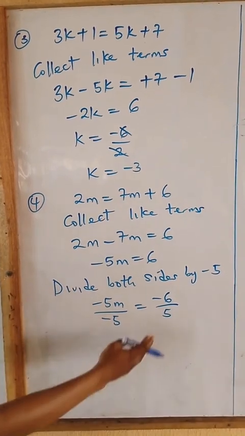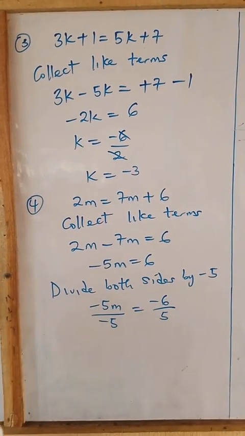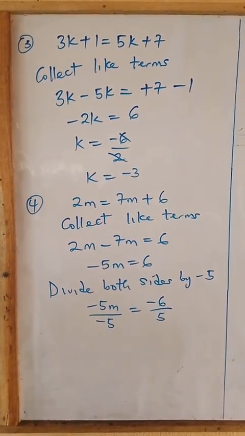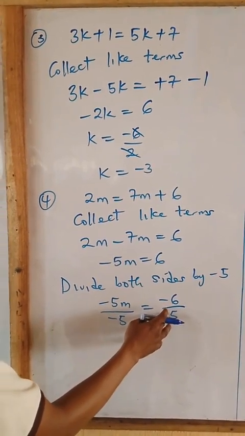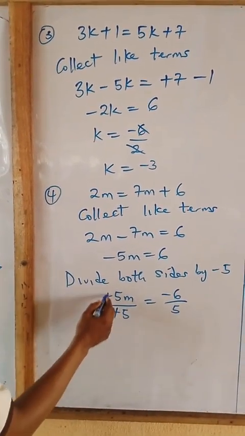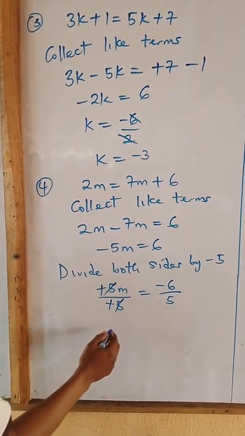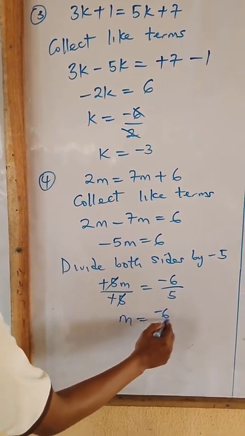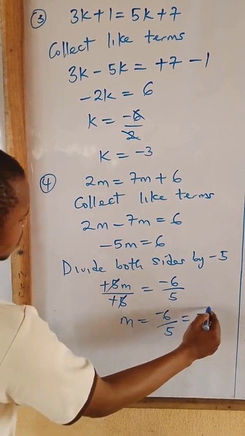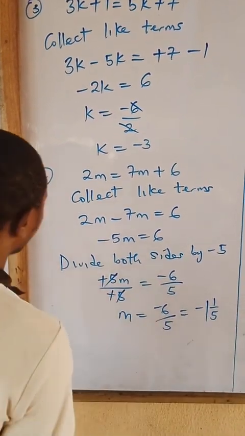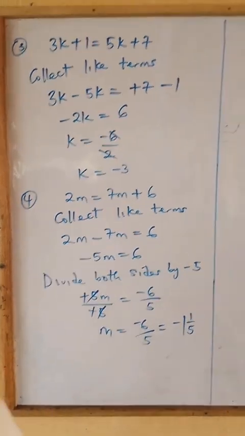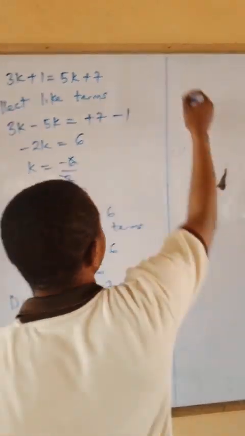Somebody might ask, why do we put this minus in the numerator side? That's the best way to write it. You can't have minus in the denominator side. So this minus will eliminate itself. Then 5 will also eliminate each other. So m equals minus 6 over 5, which gives us minus 1 and 1 over 5 if we leave our answer in a mixed fraction.